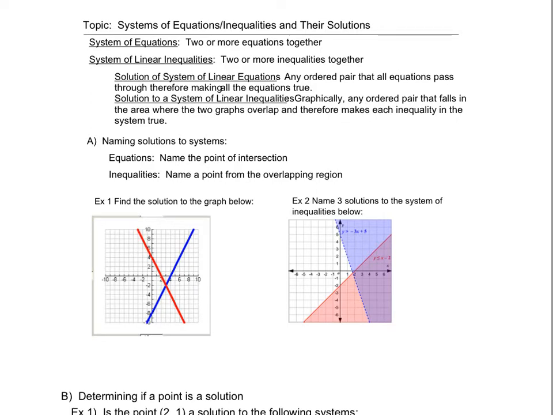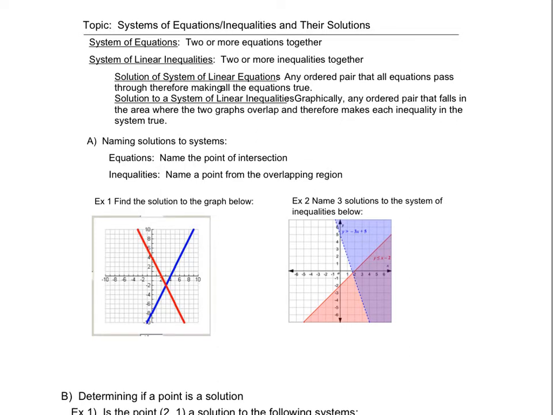Inequalities differ from equations because inequalities have shading where equations don't. If you think back to a one-dimensional system, for example, x is greater than 2, I shade everything above the 2. So when I look at a graph of a system of linear inequalities, my solutions are going to be all the ordered pairs that fall in the overlapping regions, so where the shading for each line overlaps. And we're going to look at what that means, and that also makes both inequalities true.